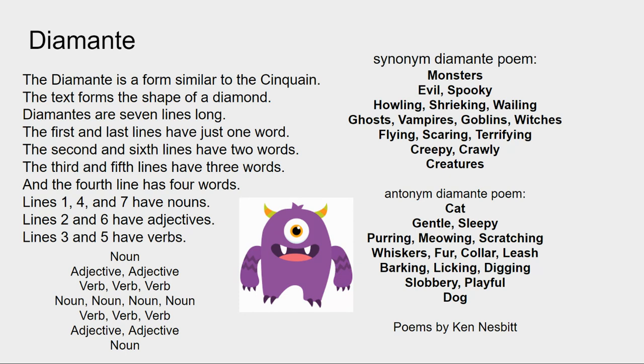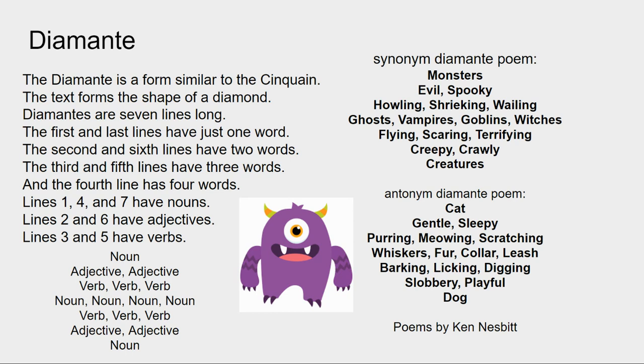Lines 2 and 6 are adjectives or describing words, and lines 3 and 5 are verbs or action words, often -ing words. So you can see the pattern there: noun, adjective, adjective, verb, verb, verb, noun, noun, noun, noun, verb, verb, verb, adjective, adjective, noun. And there are basically 2 main types of Diamante poems.